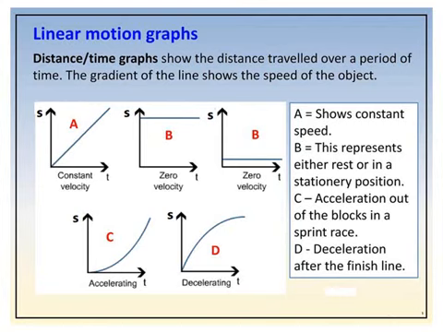And look at the graph C. It is a curved line. And look at the graph D. It is also a curved line but opposite in nature of C. The curve C represents acceleration, whereas the curve D represents deceleration.